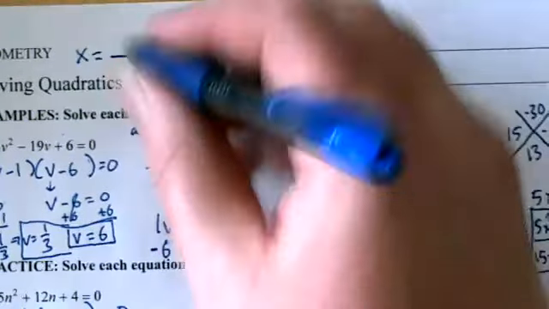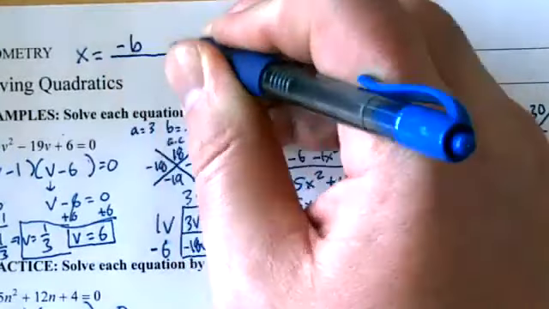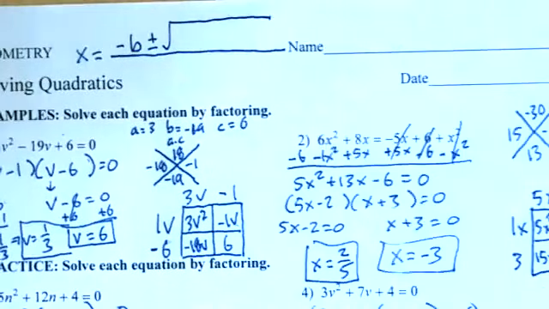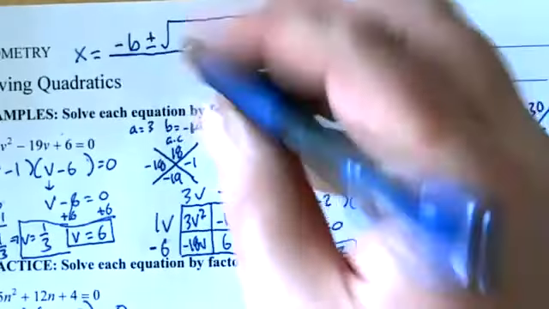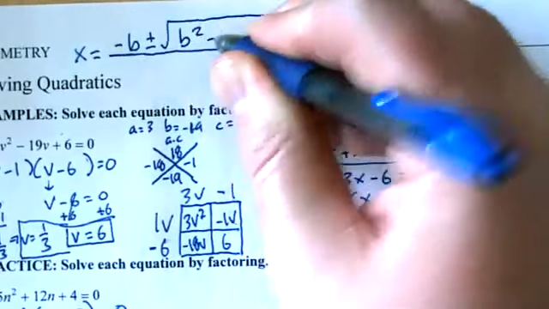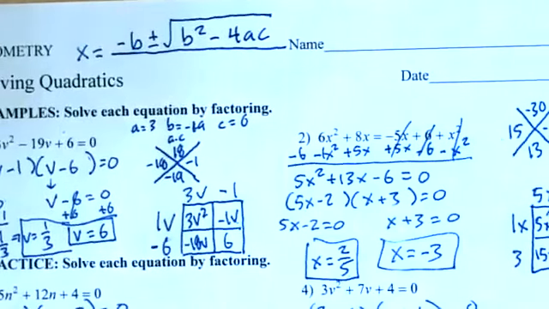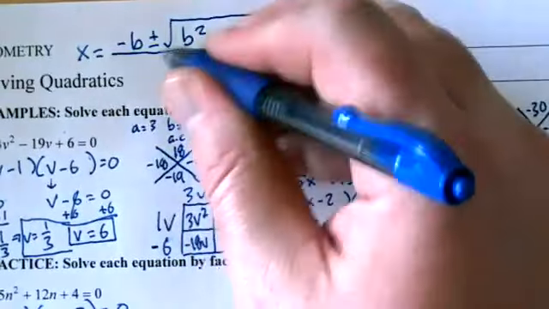X equals the opposite of B plus or minus the square root of B squared minus 4AC, all over 2A.